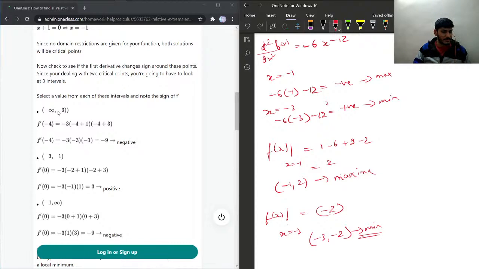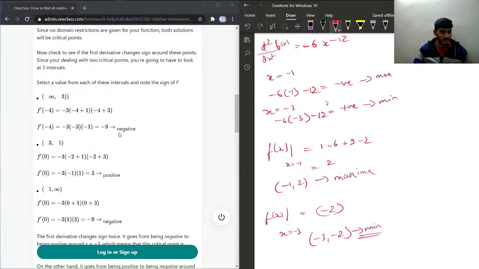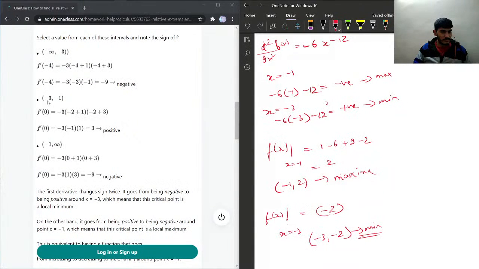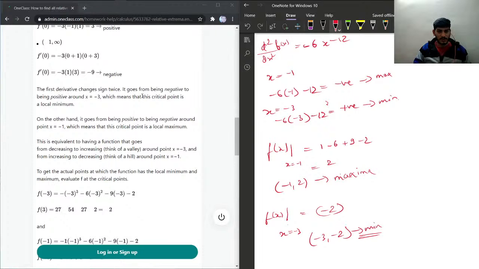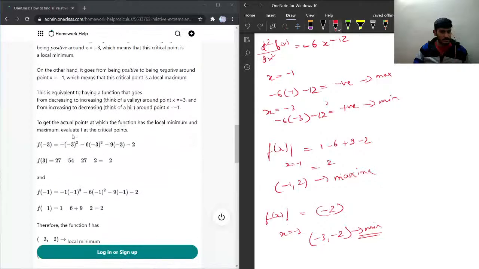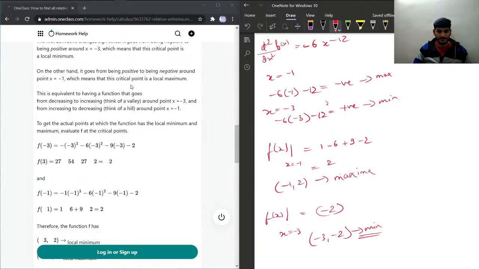This negative sign is not coming here, but this is from negative infinity to negative of 3, and then they are finding for -4 the value is negative, and then for -3 to -1 value is positive, and again it is going negative. The first derivative changes sign twice, it goes from being negative to being positive around x equal to -3, which means that this critical point is a local minima. And then again we have the maxima. So x equal to -1 is the maxima and x equal to -3 is minima.